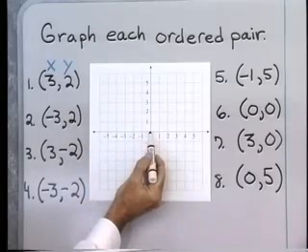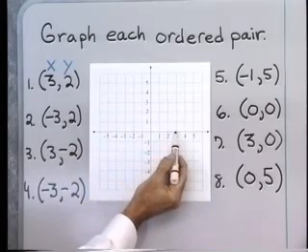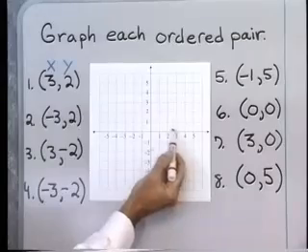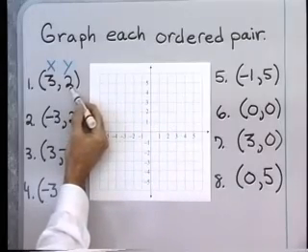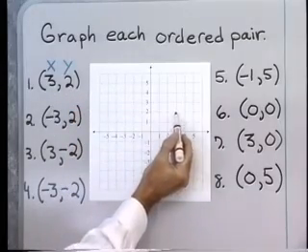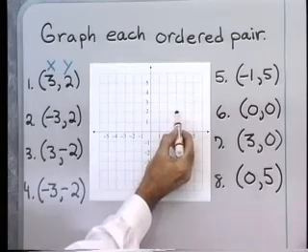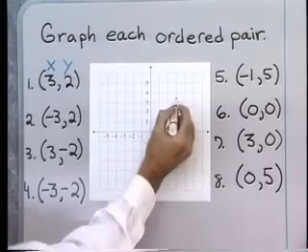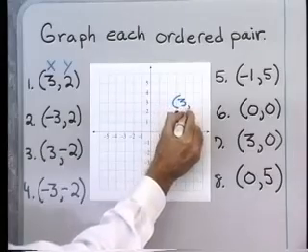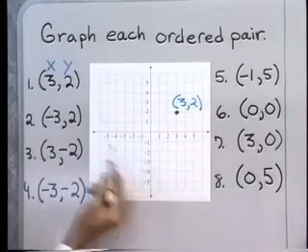So I start here at the origin and I move 1, 2, 3 units in the positive x direction. Now my second number is 2, and that tells me to move 2 units in the y direction vertically. The point where I end up is the graph of the ordered pair 3, 2. Go on to my next one.